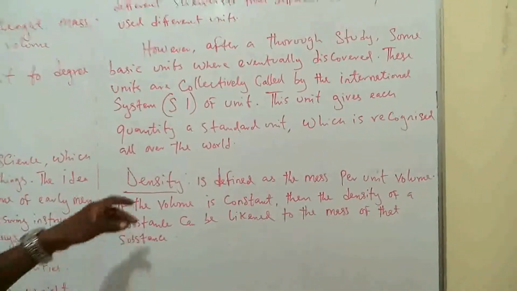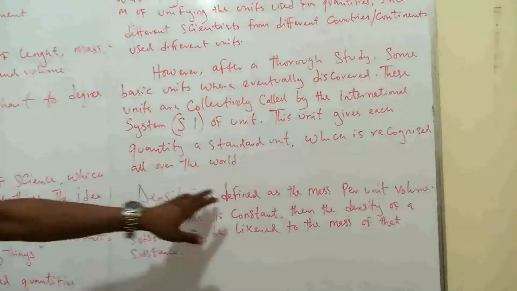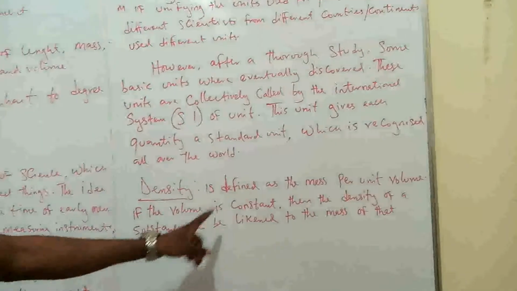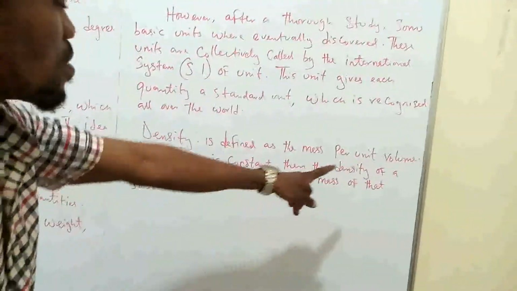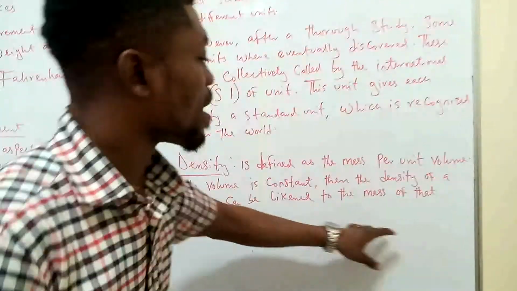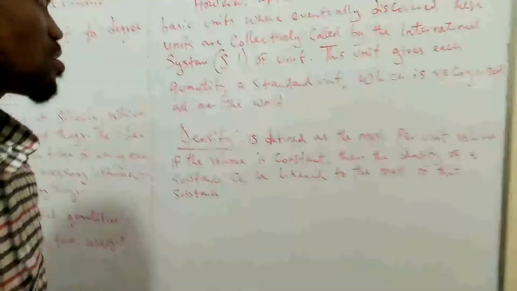And let's also take a listen to density. Density is defined as the mass per unit volume. If the volume is constant, then the density of a substance can be likened to the mass of that substance.